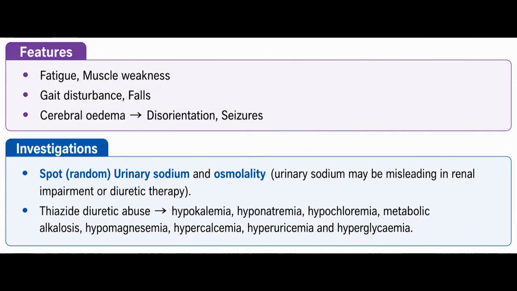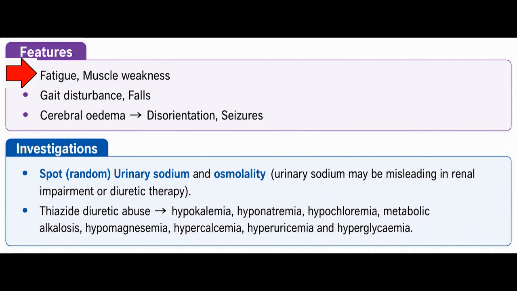After understanding the causes and diagnosis of hyponatremia, let's discuss how patients present clinically and what investigations we should request. Clinical features, symptoms and signs. The symptoms of hyponatremia mainly result from water moving into brain cells, causing cerebral edema. The severity of symptoms depends on how low the sodium level is, and how quickly it falls. Acute hyponatremia usually causes more severe symptoms than chronic hyponatremia because the brain has not yet adapted.